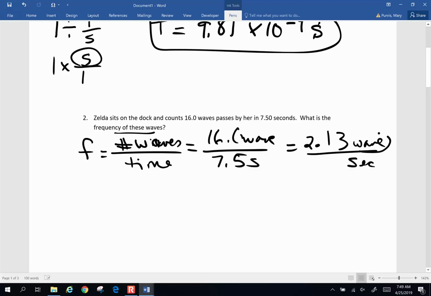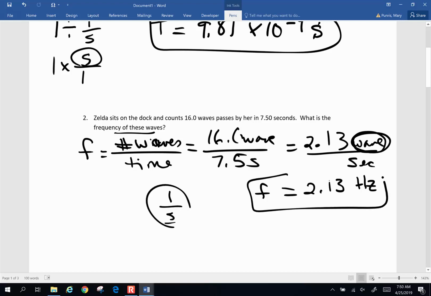Now, remember, waves, cycles, things like that are just placeholders. So the frequency is 2.13 hertz. Because this is a word, it's not a unit, we end up with basically units of per second, and a per second is a hertz.